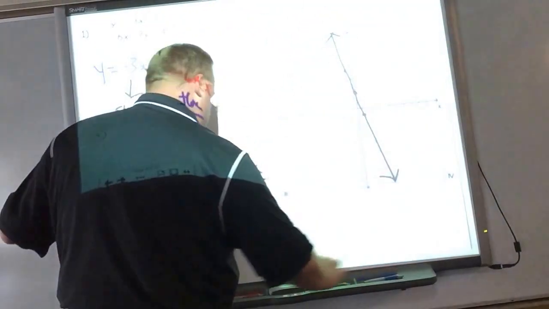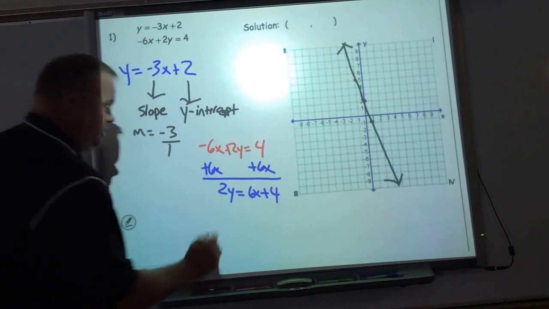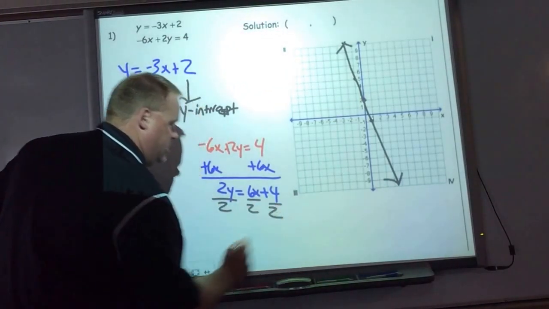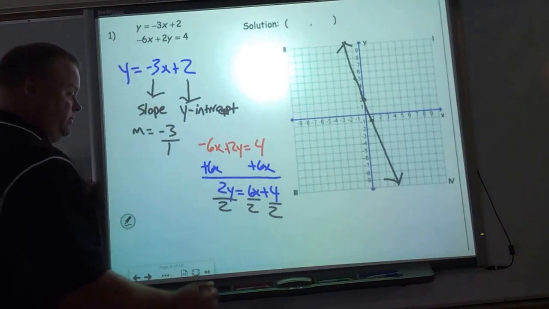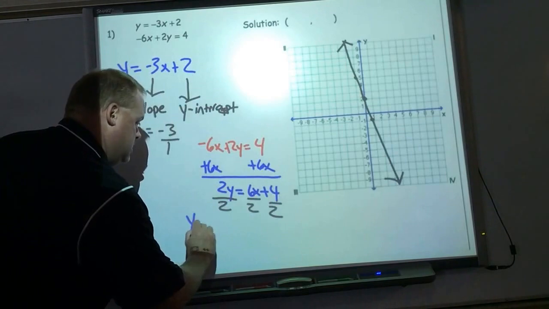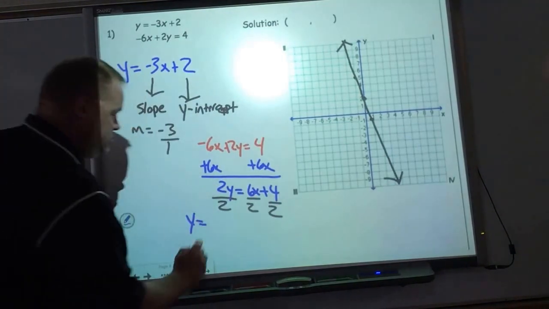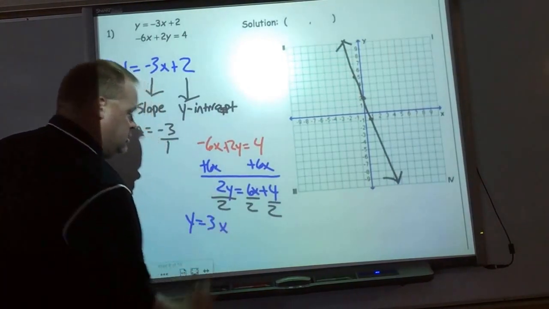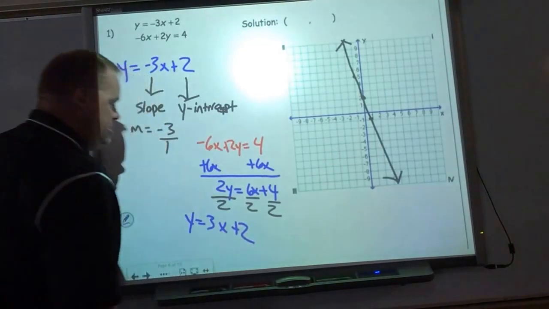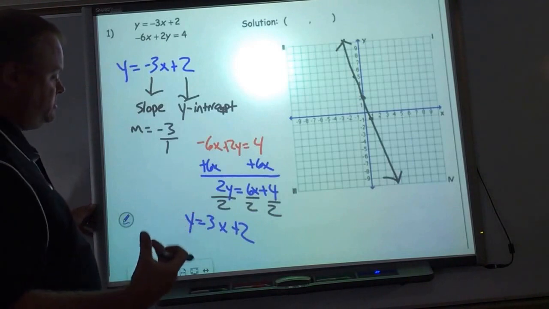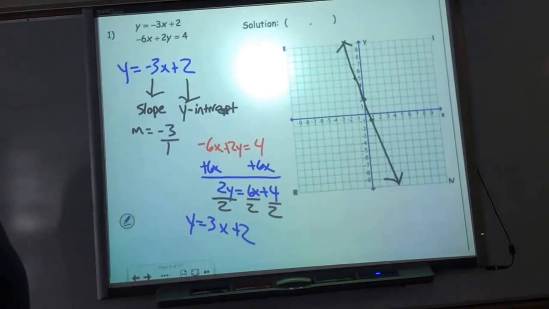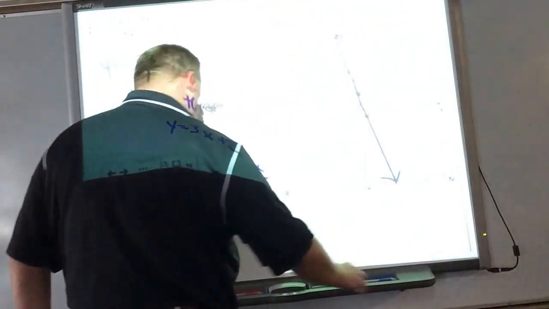As I'm here, I want y by itself, so I need to divide by 2, which means I'm going to divide every number by 2. So that's going to give me y = 6 divided by 2 is 3. X is still there, and 4 divided by 2 is 2. So that gives me the slope-intercept form of y = 3x + 2. As I look at this, I can see that my y-intercept is 2.